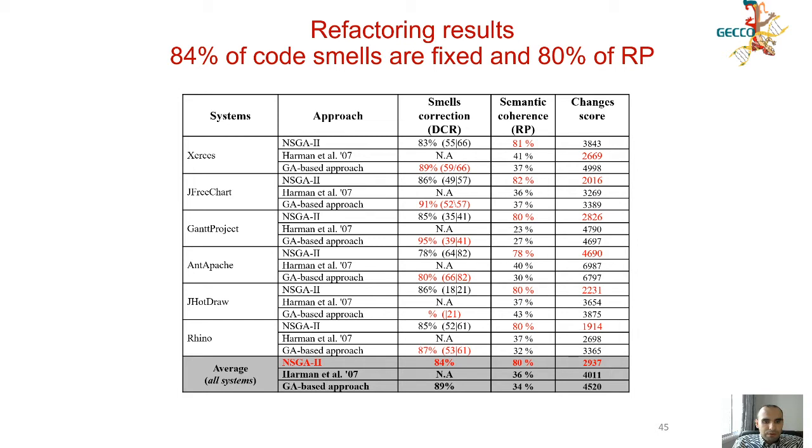So overall, we found that NSGA2 could provide better trade-off among the three objectives, while other approaches can recommend several refactoring operations that can fix more code smells, but not all of them could be applied. Not all of them make sense semantically.